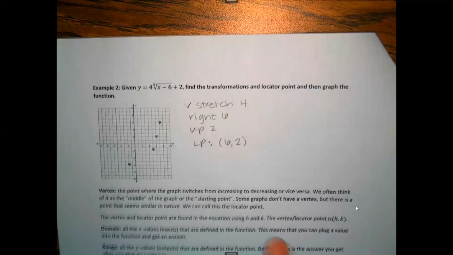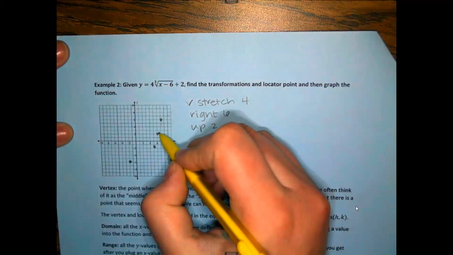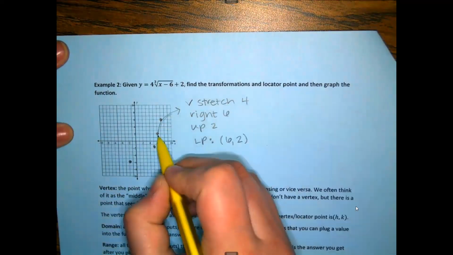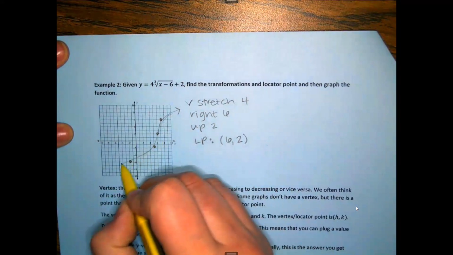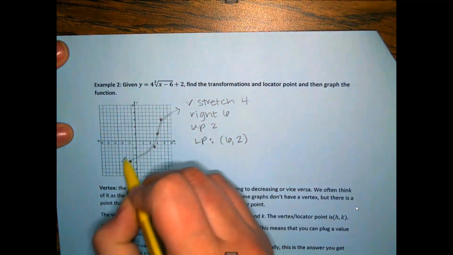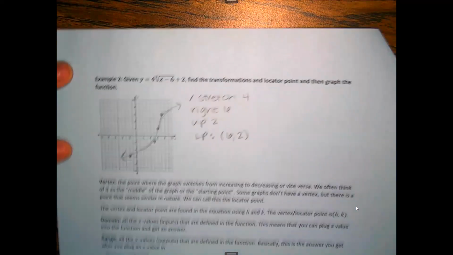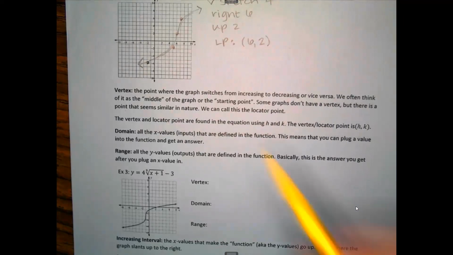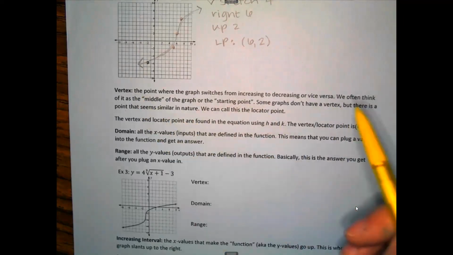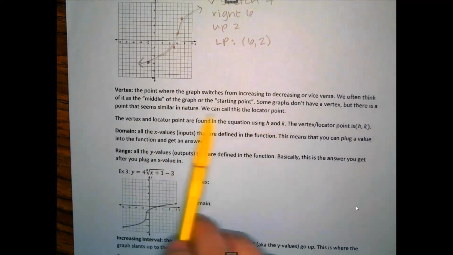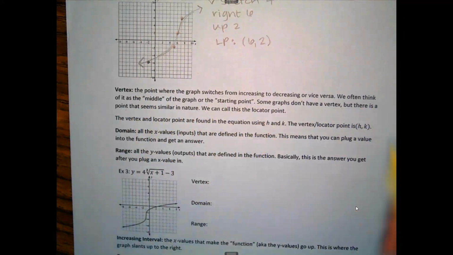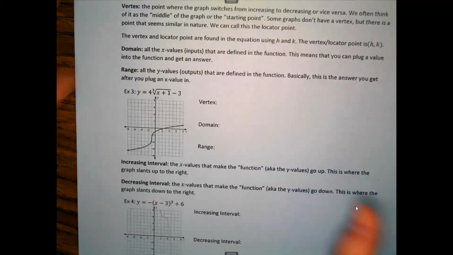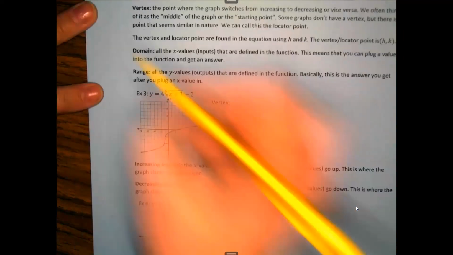There's my points. I'm going to remember using Desmos kind of what the graph looks like. So we've got kind of a U shape going this way, kind of a U shape going this way. Okay. All right, so the rest of the notes, now that we know how to graph them, find the transformations, we don't have a vertex for this graph, but there's a point that's similar in nature. This is the locator point, so we know that the locator point is HK. We know the domain and the range. We've learned that before.